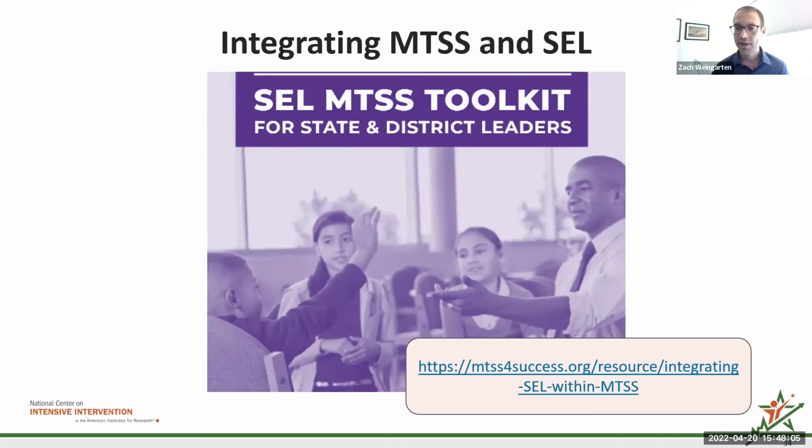One resource that we also wanted to share is this toolkit that came out and was a collaboration between CASEL as well as folks here at AIR and folks at CCSSO. And this toolkit really lays out some of the big ideas about integrating MTSS and SEL more broadly. And so there's some great recommendations in here, really aimed more at school and at state and district leaders for thinking about how SEL and MTSS can be connected.